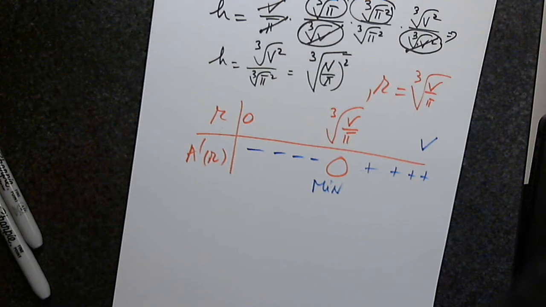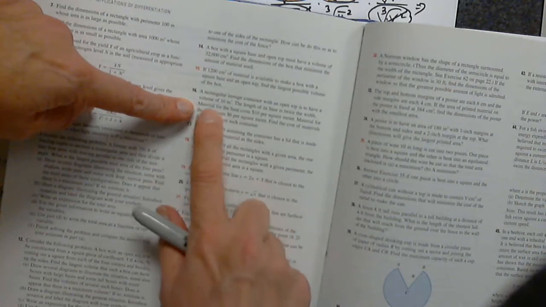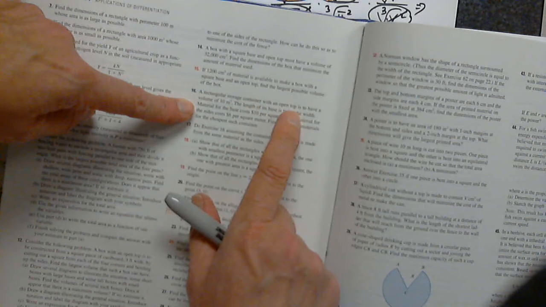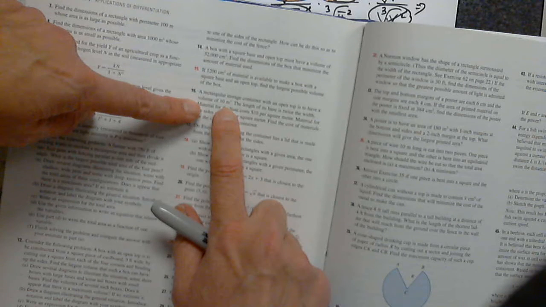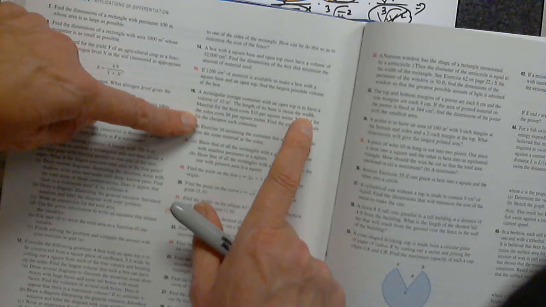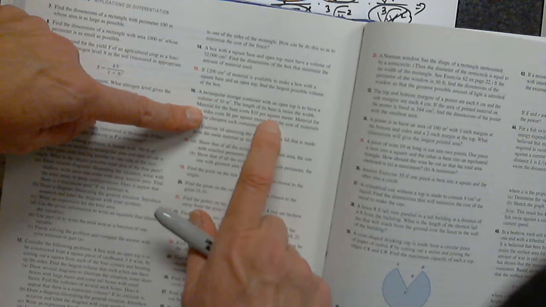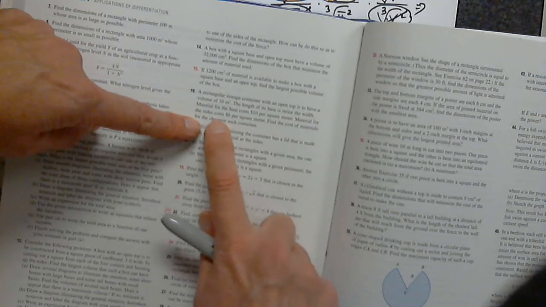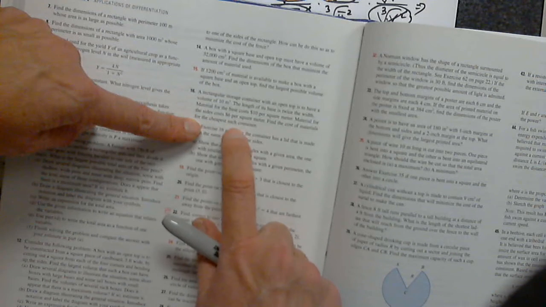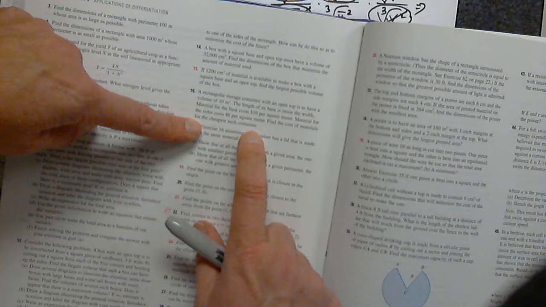Let's look at something with the cost. We still have time? Yes, we do. Okay, this just caught my eye. Number 16. A rectangular storage container with an open top is to have a volume of 10 cubic meters. The length of its base is twice the width. Material for the base costs $10 per square meter. Material for the sides costs $6 per square meter. Find the cost of materials for the cheapest such container. We'll have to read it again.